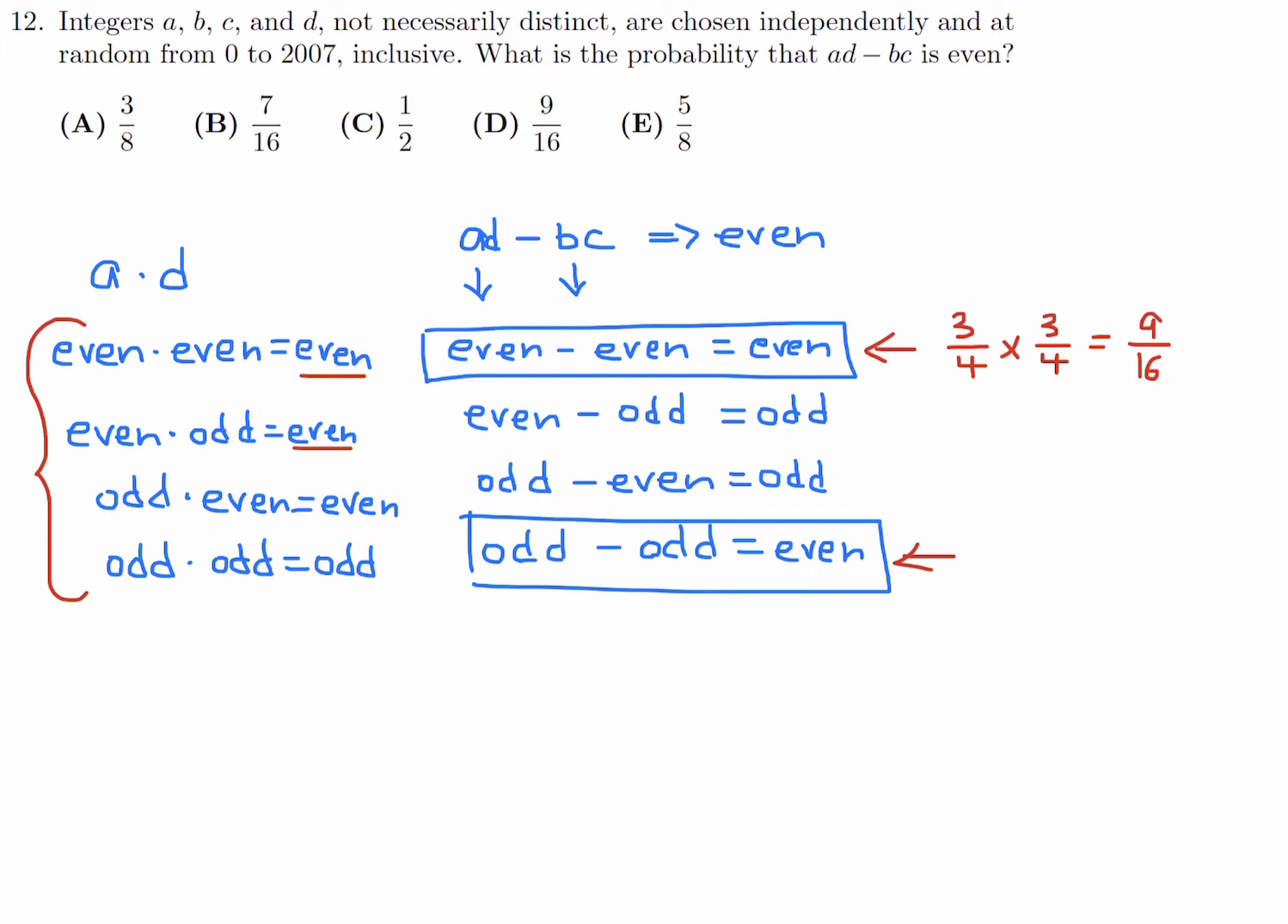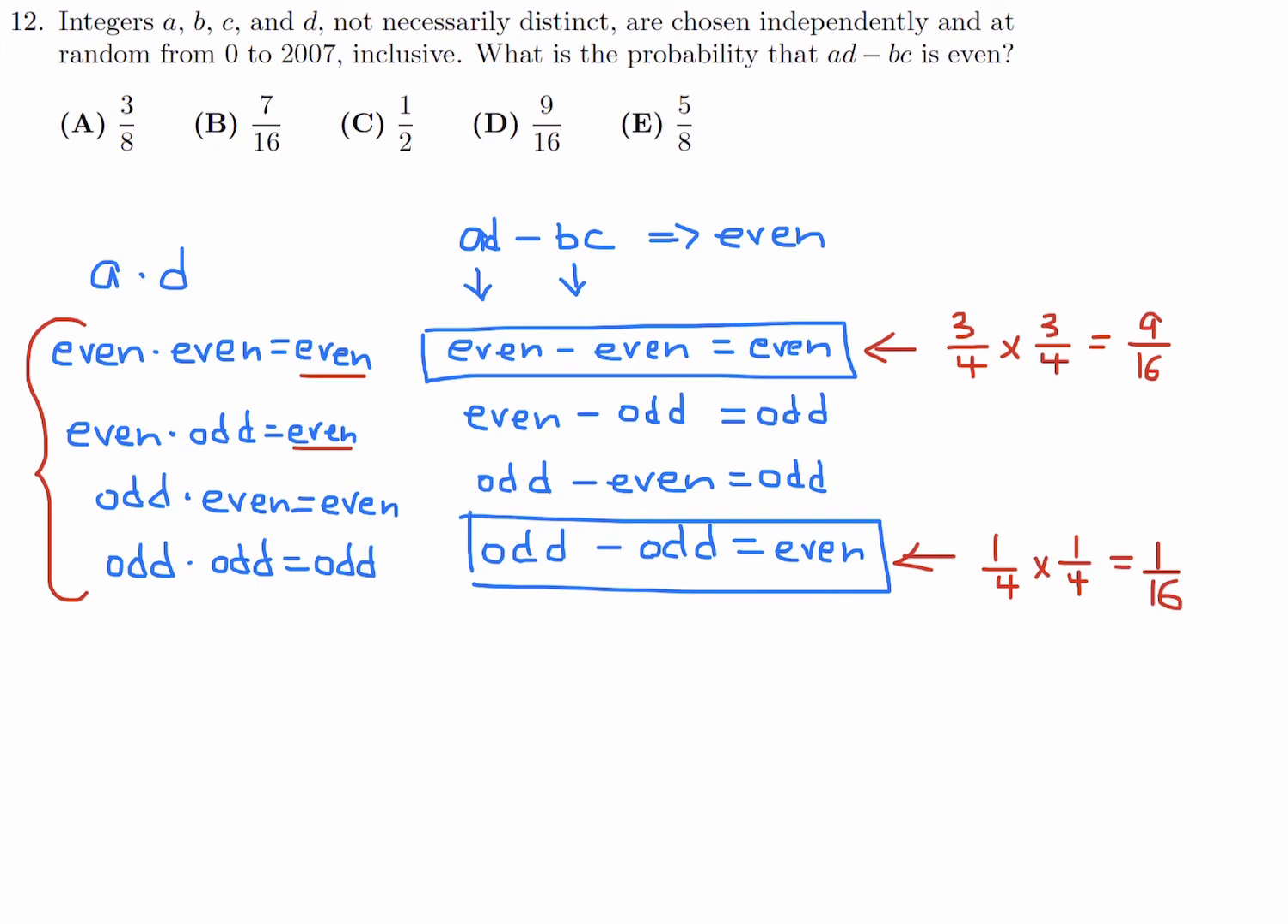Now turn our attention to this guy. AD has to be odd and BC has to be odd. Well, what's the probability of getting AD odd? Well, it's 1 out of the 4 scenarios, so it's 1 out of 4. And the probability of getting BC odd is the same thing, 1 out of 4. And since I need that and that, you multiply. So you get 1 over 16.